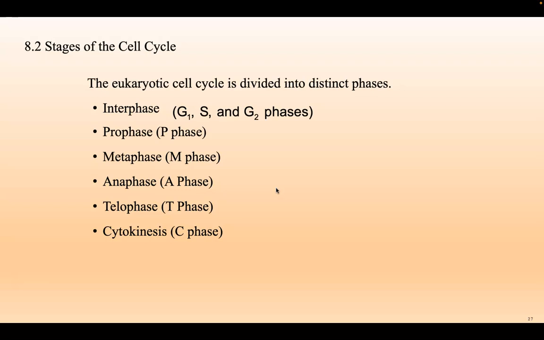The eukaryotic cell cycle of mitosis is divided into distinct phases. Interphase, which is where the cell is spending most of its time. Prophase, metaphase, anaphase, telophase, and cytokinesis is happening at the end of telophase. That is when our cytoplasm is splitting so that we actually have 2 separate cells.